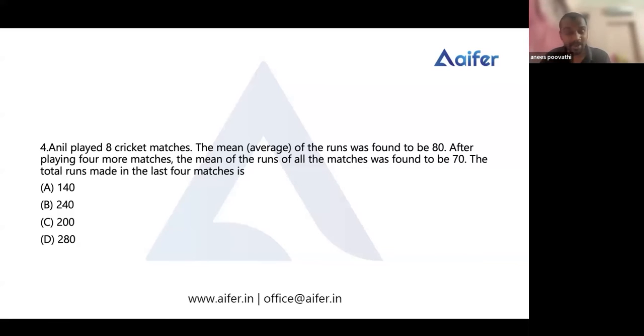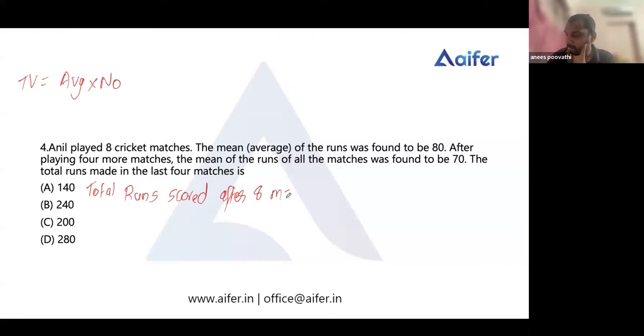Initially, what we have to understand is: Anil played 8 matches and the average is given. He played 4 more matches and the average is given. What are the runs scored by him in the last 4 matches? So what can we write? Again, we will be using the same concept: total value is equal to average into number of observations. So we have total runs scored after 8 matches.